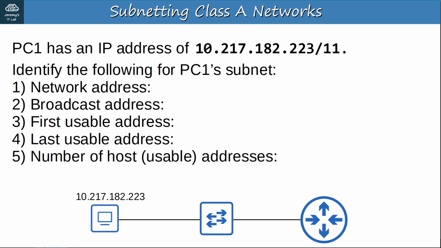Let's do one more practice question for a Class A network. PC1 has an IP address of 10.217.182.223/11. Identify the following for PC1's subnet. 1. Network address. 2. Broadcast address. 3. First usable address. 4. Last usable address. And 5. The number of host or usable addresses. So, feel free to pause this video and figure out the answer for yourself. But let's walk through the answers together now.